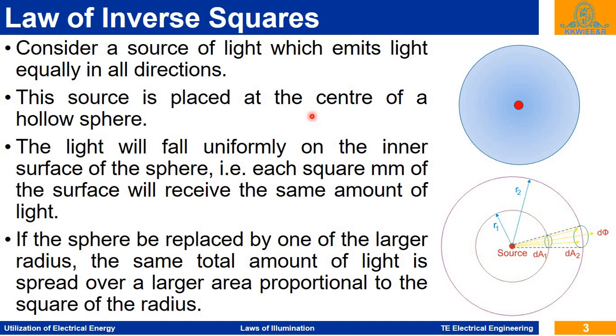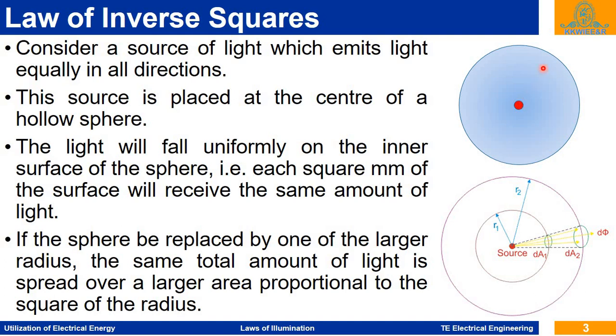For this we'll consider a light source which emits light equally in all directions, in all 360 degrees. This light source is placed at the center of a hollow sphere, and the light emitted by this source falls uniformly on the inner surface of the sphere. This means that if we consider a square millimeter area inside this surface, all these square millimeter areas receive the same amount of light inside this sphere.